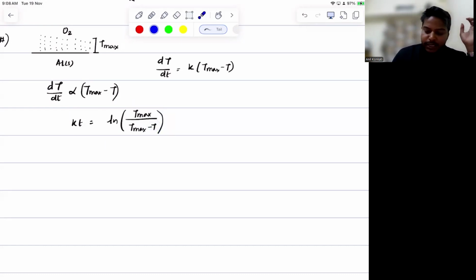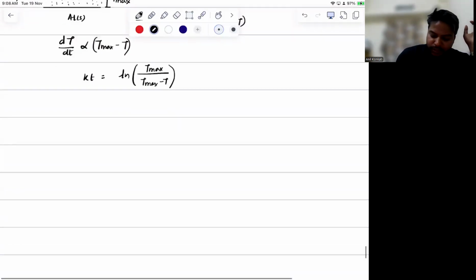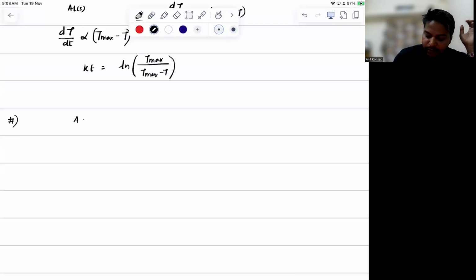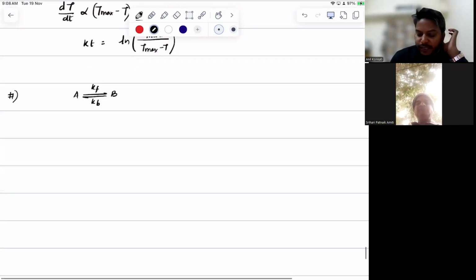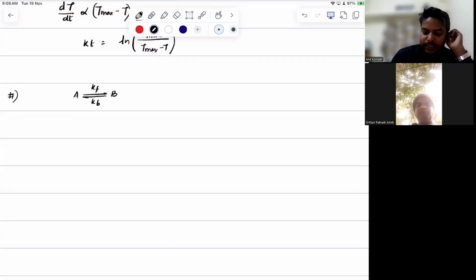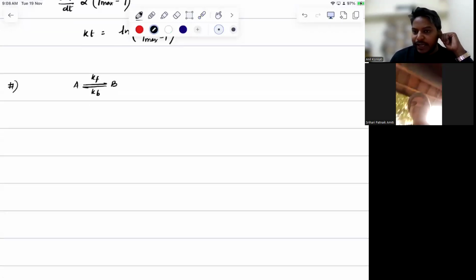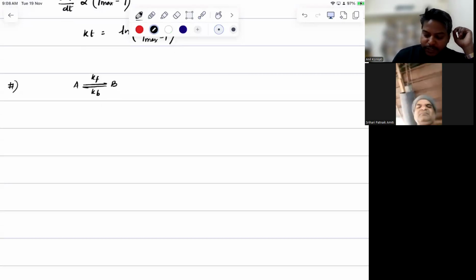Yeah. Next application is about equilibrium reactions. Suppose you have A in equilibrium with B, and this is K forward and this is K backward. If these two terms are given, then how do we write the K with respect to these given quantities?